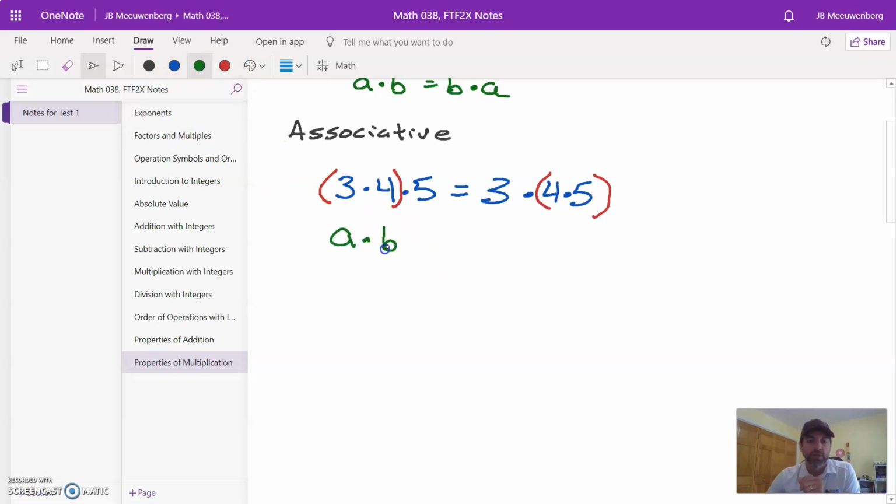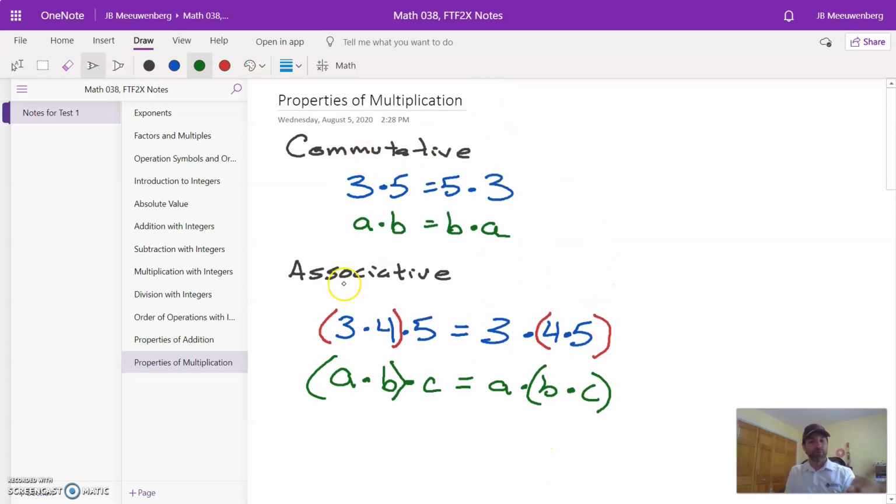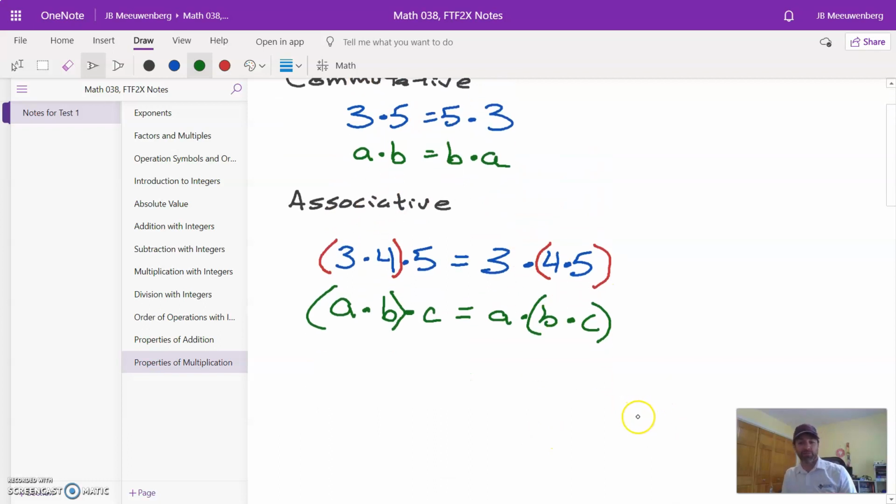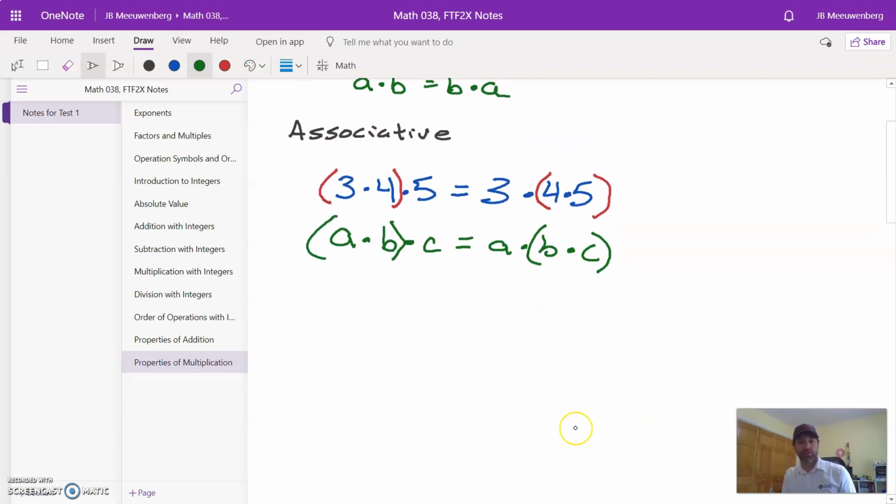So you have some flexibility when it comes to how you want to execute a big string of multiplication. Again, algebraically, we have 3 different numbers, A times B times C. And if we're going to multiply those 3, we can choose to multiply A times B first, or we could choose to multiply B times C first.